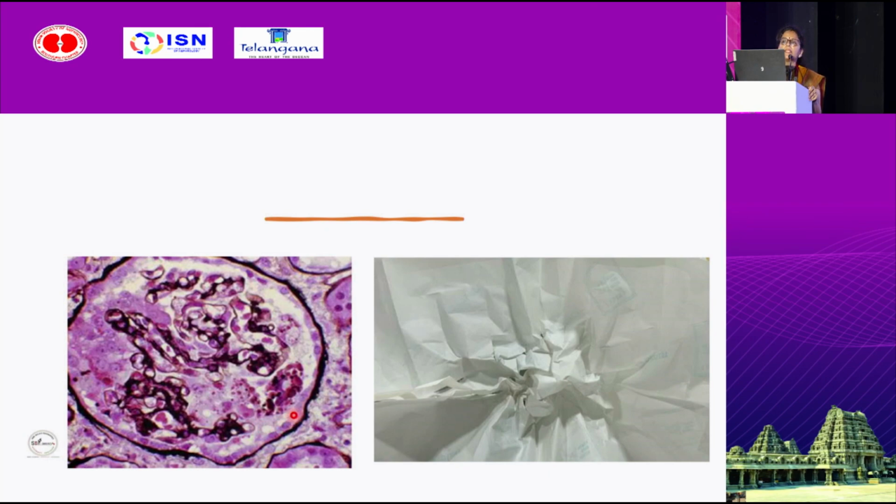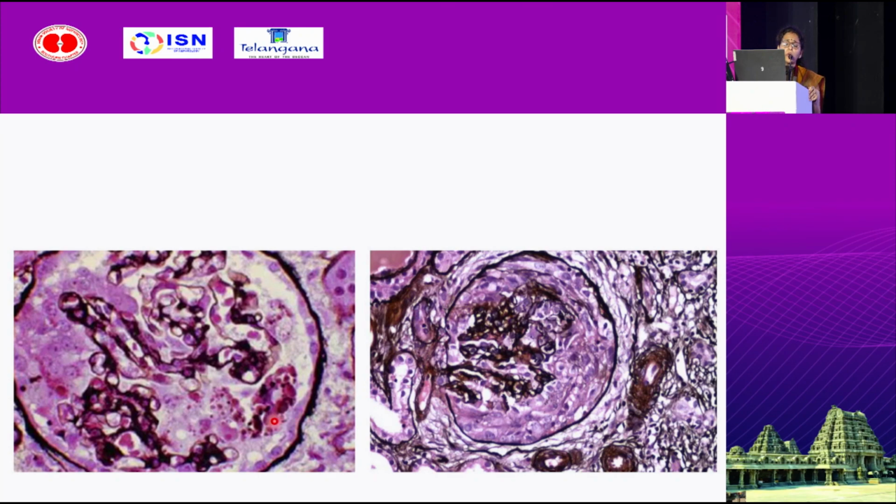This can be commonly seen in HIVAN or other diseases also. How to differentiate this from a cellular crescent? This is a cellular crescent. Look at this Bowman space.